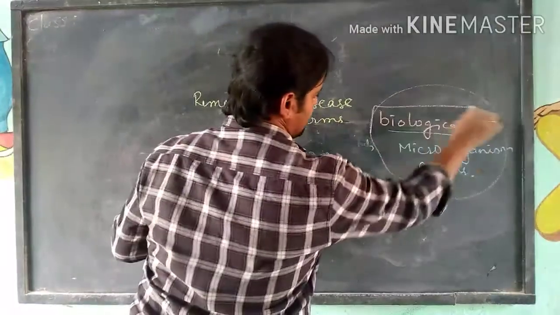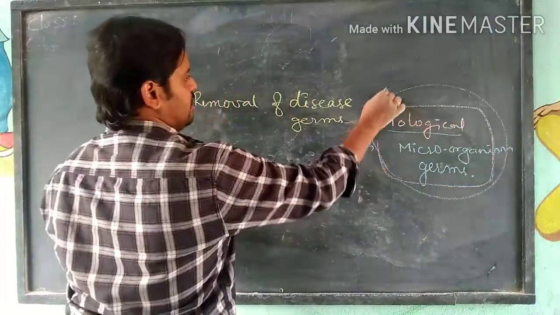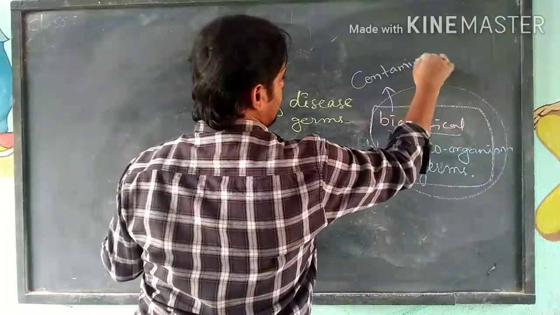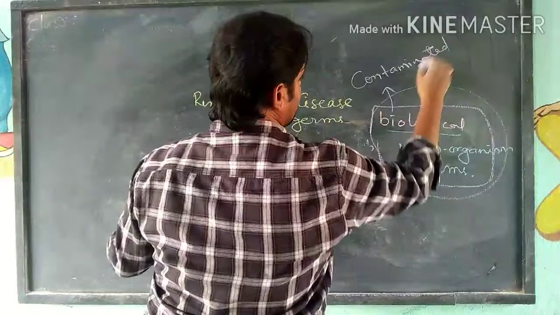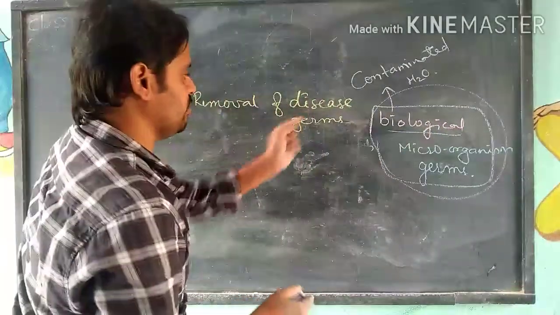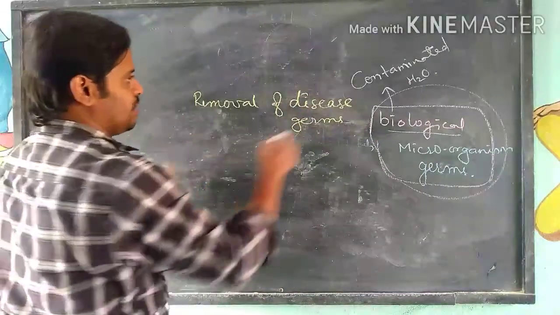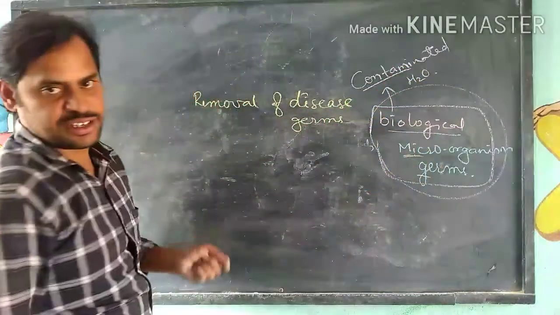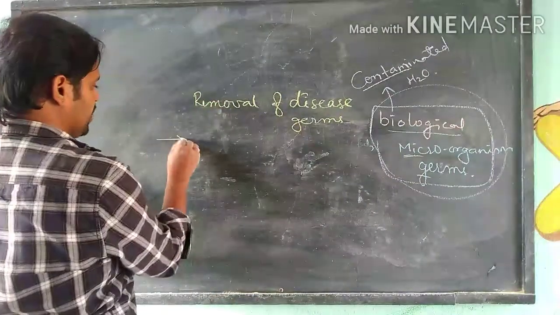When there is biological impurity in the water, it is called contaminated water. इसे क्या कहते हैं? Contaminated water. If you drink contaminated water, then you will suffer from disease. So we have to remove these contaminants, meaning microbes and germs. Right, how can we remove?